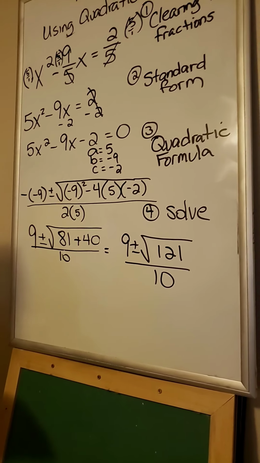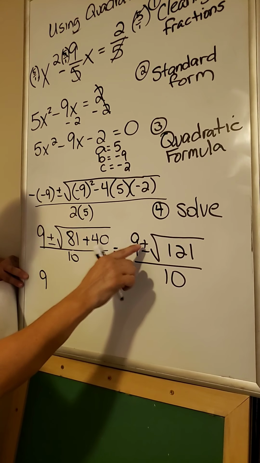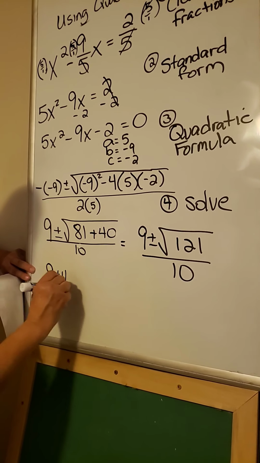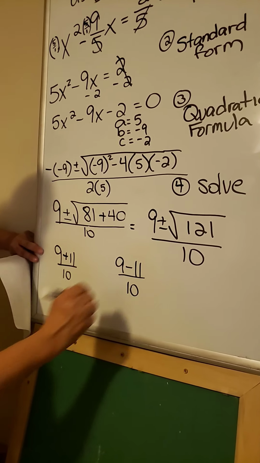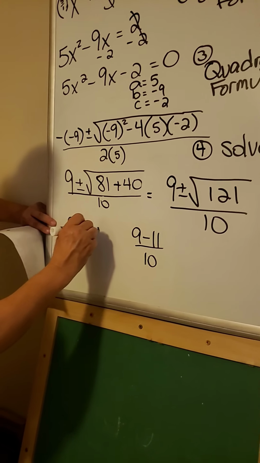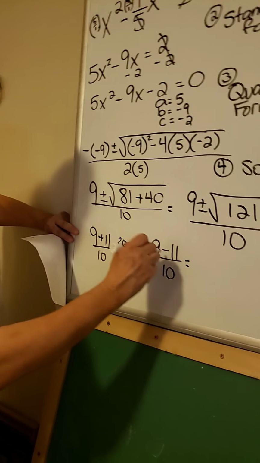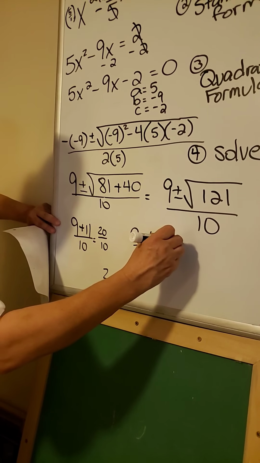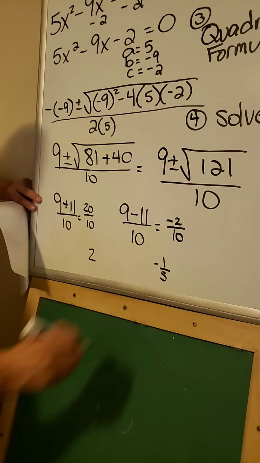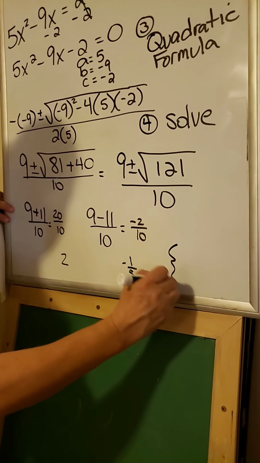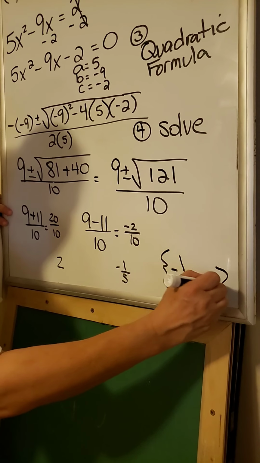So is 121 a perfect square? Yeah. Of what? 11. So we're going to break this up into 2 problems: 9 plus 11 over 10 and 9 minus 11 over 10. So 9 plus 11 is going to give us 20 over 10, which is 2. And 9 minus 11 is going to give us negative 2 over 10, which gives us negative 1/5. So our solution set to this is going to be negative 1/5 and 2.